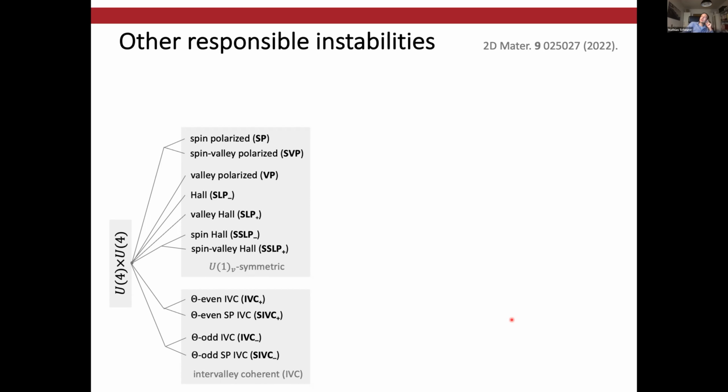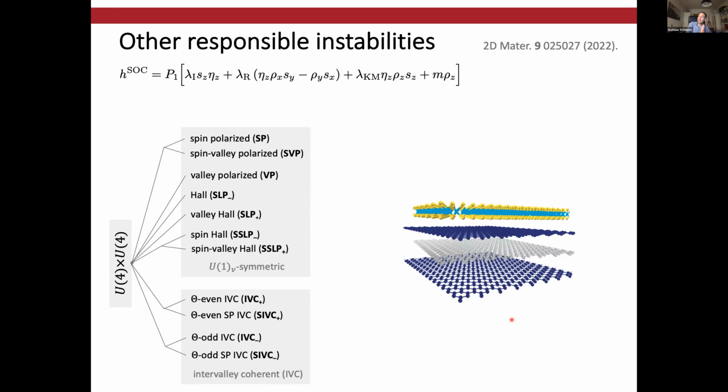And here we have to be careful, because if we have spin-orbit coupling, this will also affect these instabilities themselves. So just to mention this explicitly in this context here, there are four commonly used types of spin-orbit coupling: Ising spin-orbit coupling, the Rashba spin-orbit coupling, Kane-Mele, as well as the sublattice imbalance term. And here in this expression, S is spin, eta is valley, and rho is sublattice.